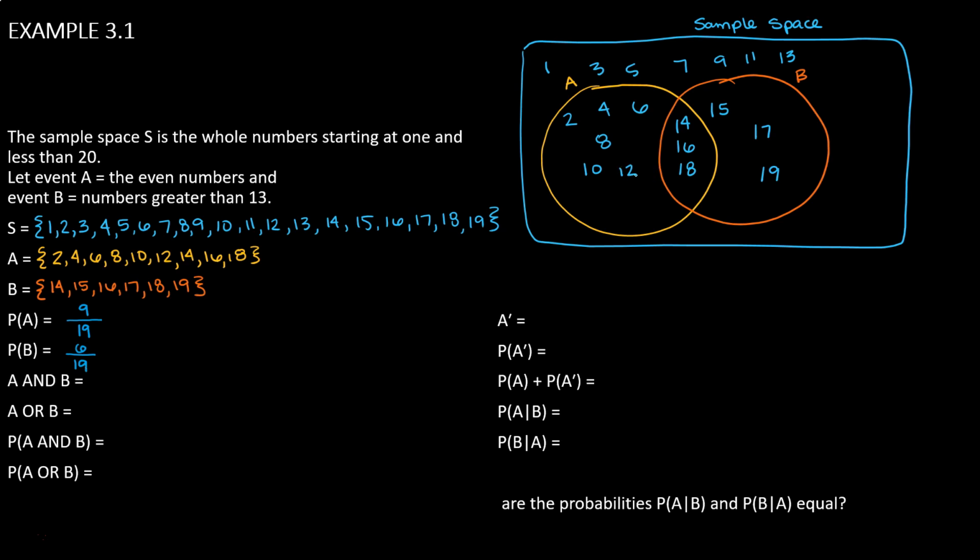Let's take a look at slightly more detailed events. What about A and B? In this case, the word and is saying both need to be true. So A and B means I'm only wanting to consider numbers that are inside of both circle A and circle B. That's the overlap here. So A and B is the three numbers 14, 16, and 18.